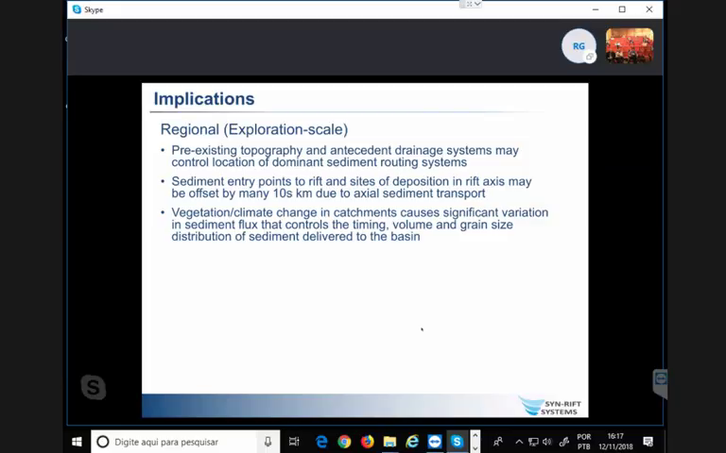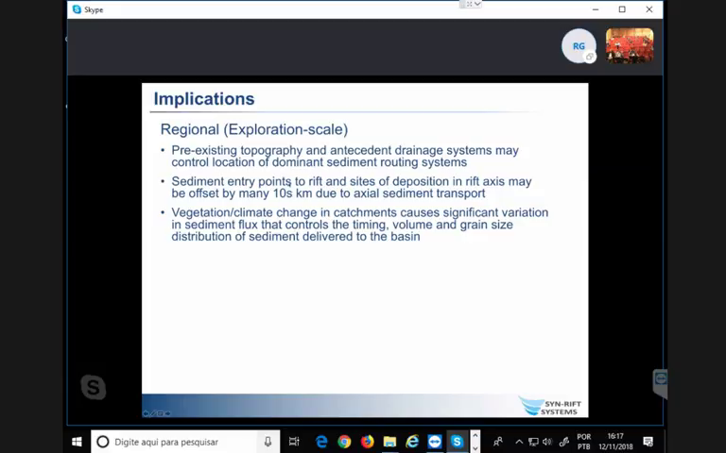So what are the implications of this study, and how are we linking this to, say, the North Sea? On a regional scale, it allows us to address that catchment to basin routing system. So in terms of important take-home points: pre-existing topography and the antecedent drainage have a long-term impact on the sediment routing in rifts. It's not just about the rift topography itself.